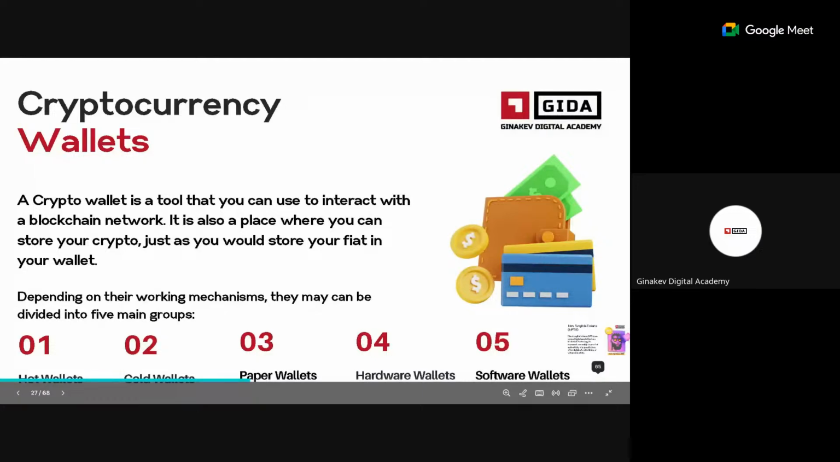A crypto wallet is a tool that you can use to interact with a blockchain network. It is also a place where you can store your crypto, just as you would store your fiat in your wallet. Now, mind you, our physical wallet we only use to store things.